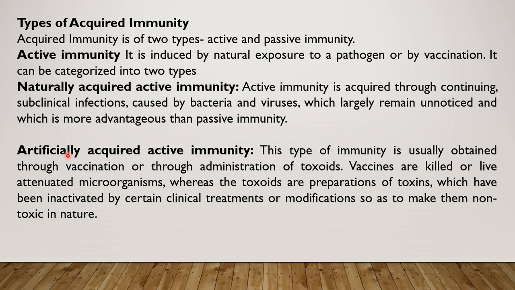Artificially acquired active immunity. This type of immunity is usually acquired through vaccination or through administration of toxoids. Vaccines are of killed or live attenuated microorganisms, whereas toxoids are prepared from toxins which have been inactivated by certain chemical treatments and modifications so as to make them non-toxic in nature.